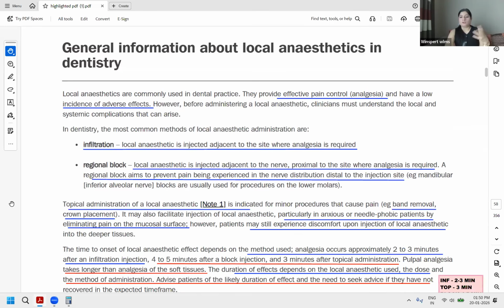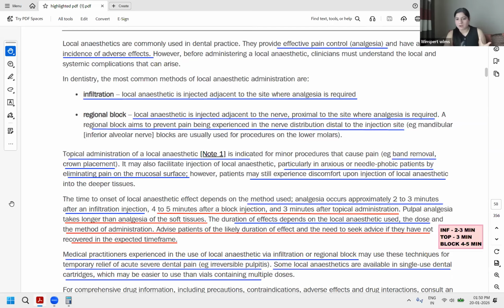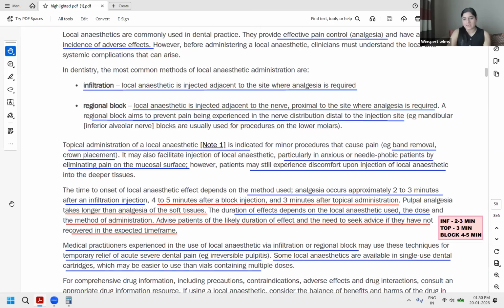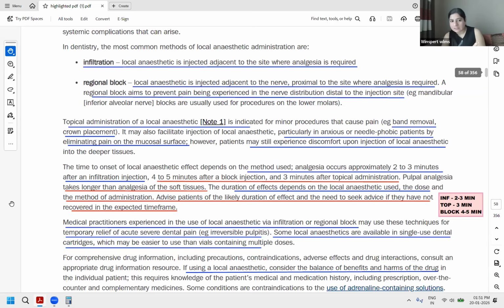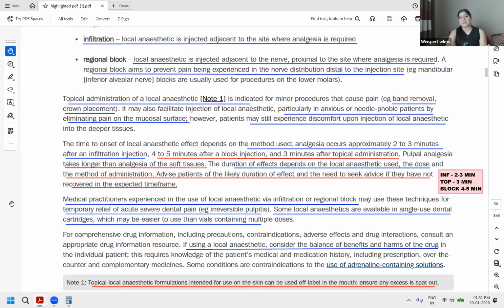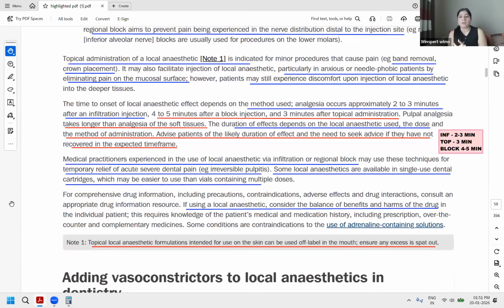Okay. So local anesthesia, a lot of questions coming up. You use it for infiltration technique and your regional blocks technique, right? You can use it for topical application. The time of onset varies. Infiltration takes 2 to 3 minutes. Topical application takes 3 minutes. And block takes 4 to 5 minutes.